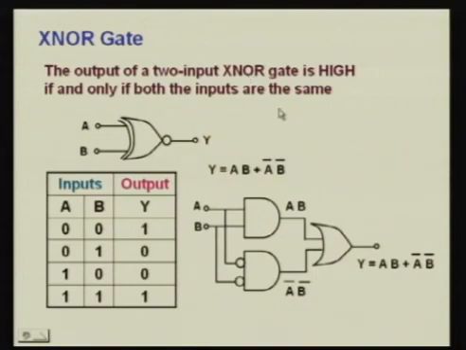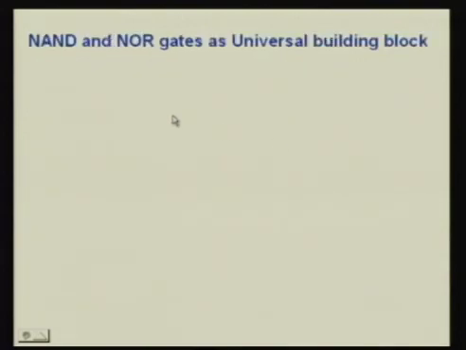So now we have studied all about the different gates, that is, the OR gate, AND gate, NOT gate, XOR gate, XNOR gate, NAND gate and NOR gate. Now, as I told in the beginning, NAND and NOR gates can work as a universal building block.